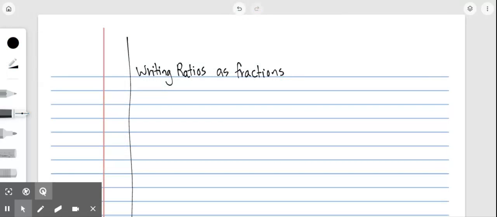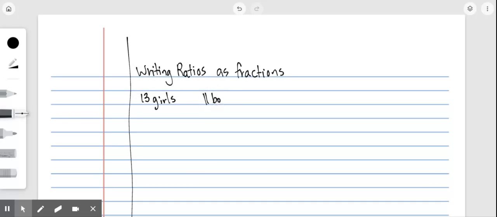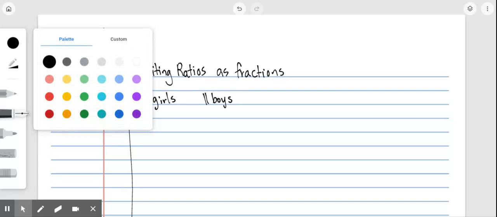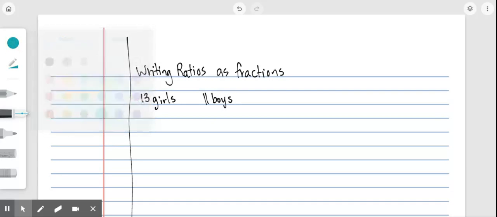All right, so we're going to talk about writing ratios as fractions. So ratios can be written as fractions, which you saw on that first page in the example. So let's say that there are 13 girls in a class and 11 boys. Okay, so then I'm going to start by writing the ratio of boys to girls.